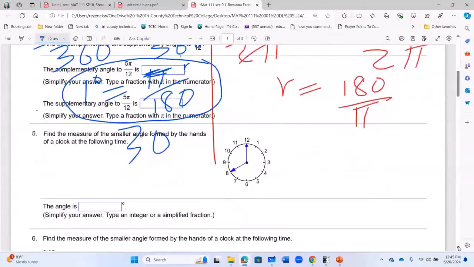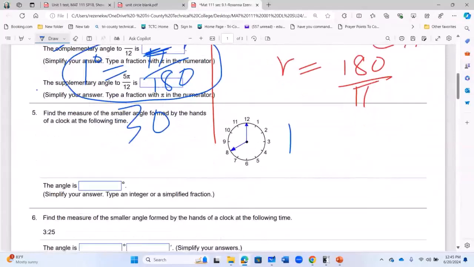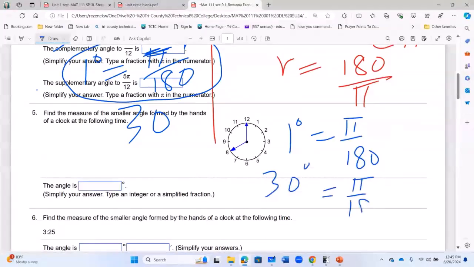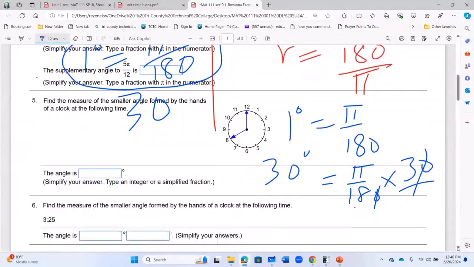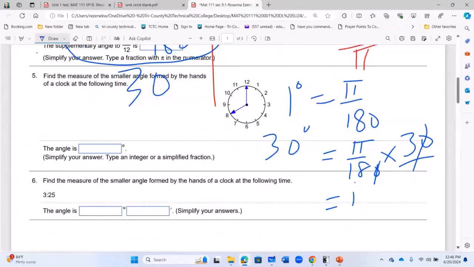So I know that 1 degree is equal to pi over 180. Therefore, 30 degrees is equal to pi over 180 multiplied by 30. Then I simplify. This goes into that, 3 goes into 18. I have pi over 6. So 30 degrees is always equal to pi over 6. So I cannot forget this.